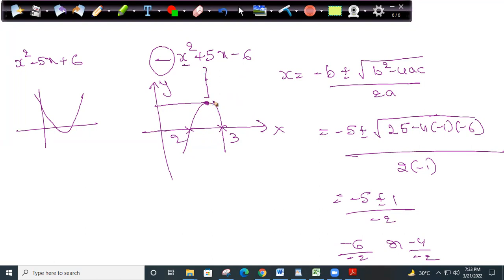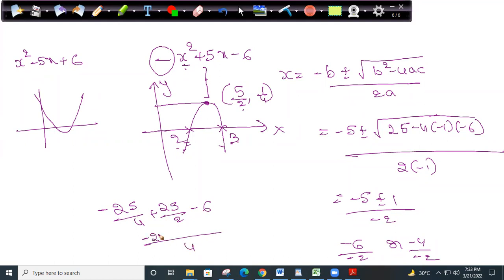Where does the maximum occur? Again at the vertex. What are the different ways to find the vertex? You can use the midpoint of the x-intercepts, which is 5 by 2. You just plug in 5 by 2, and you should get 1 by 4 here. Plug in minus 25 by 4 plus 25 by 2 minus 6, LCM is 4, minus 25 plus 50 minus 24, which is 1 by 4. So the vertex is 5 by 2 comma 1 by 4.